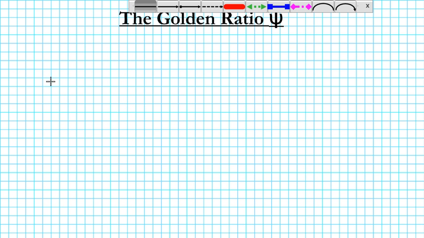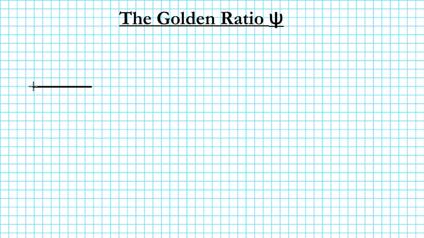Let's say we have a segment like this. We make it a blue segment and a black segment. And what I'm going to do is partition this segment down here. Let's call this portion, from here to here, A, and this portion, from here to here, B.